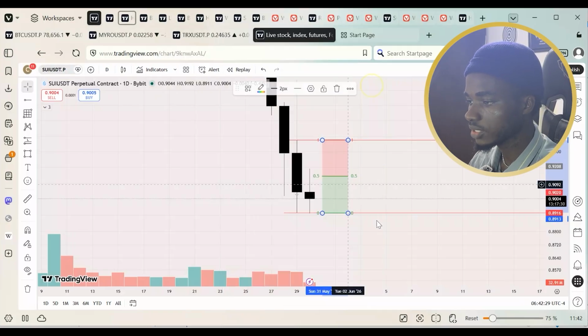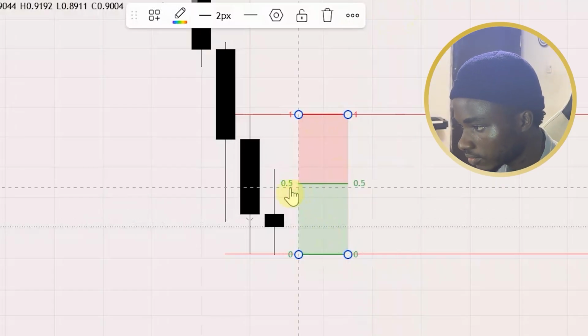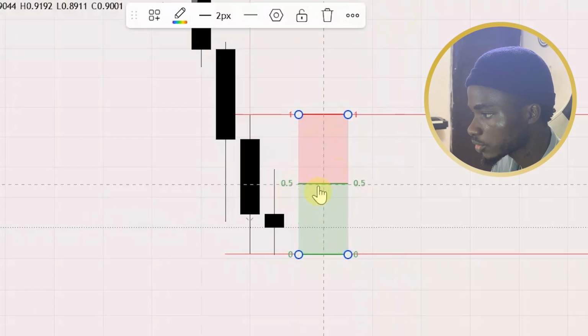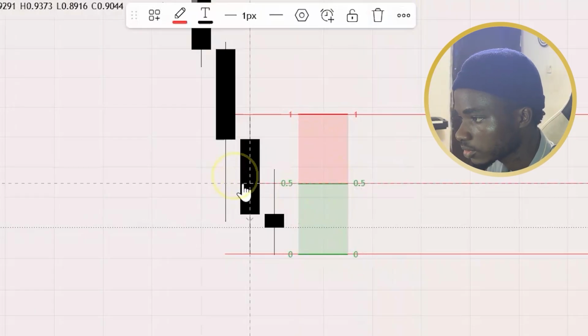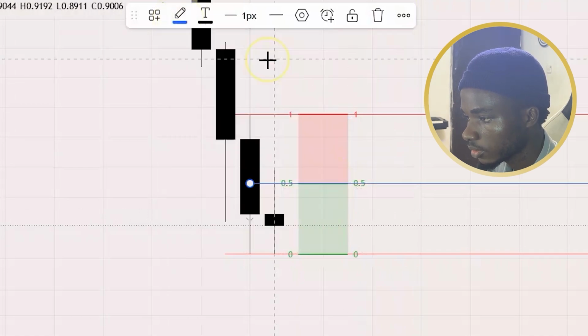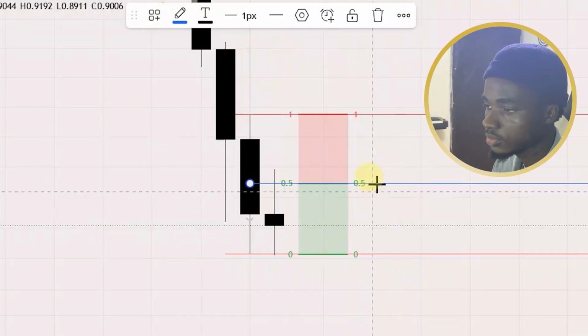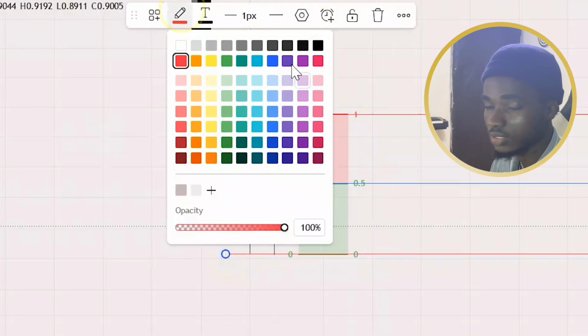So this area down here is to be green and this area should be up. So this line here that says 0.5 is the equilibrium level. So you want to also draw a mark on that. I like to use a blue color, so I'm going to just color it here. Just put this blue color. The blue color is my mid equilibrium zone, the up is red, and I like to use green for the low. So you can just decide whatever color you like.